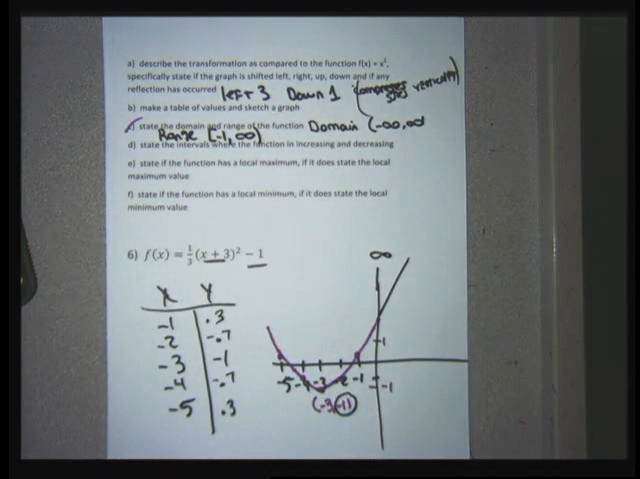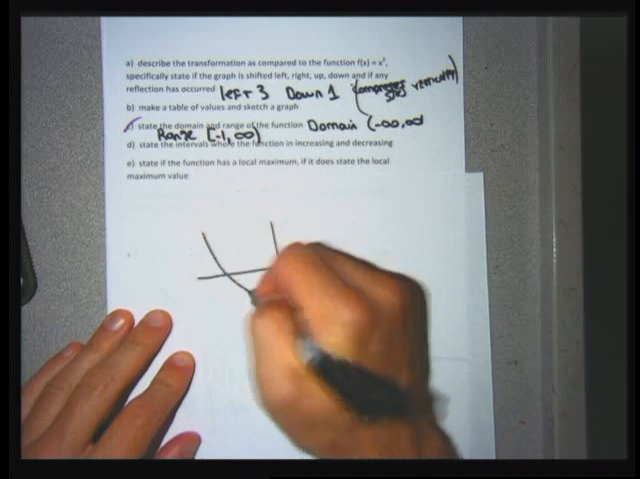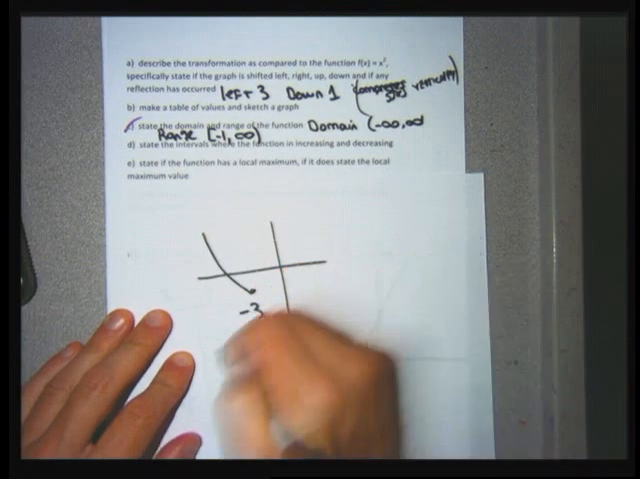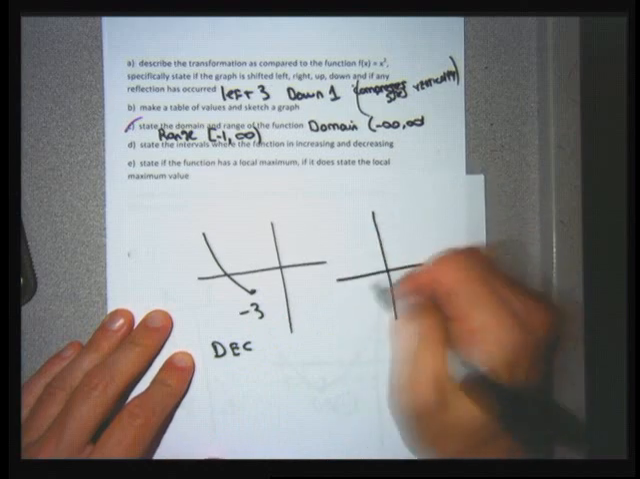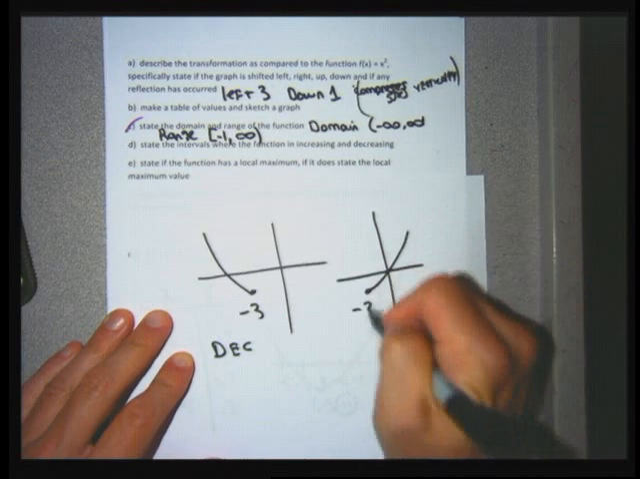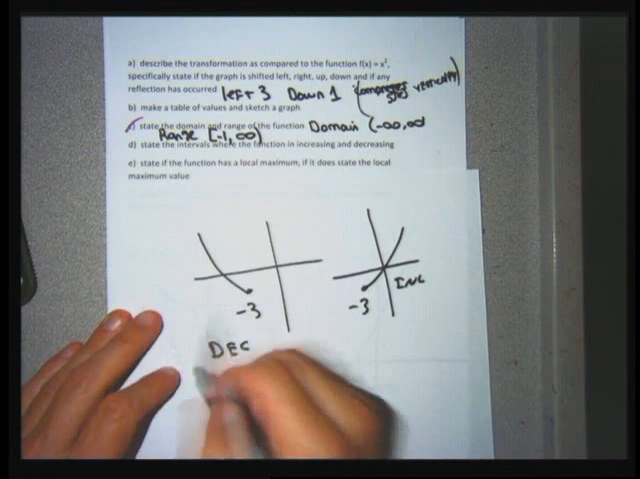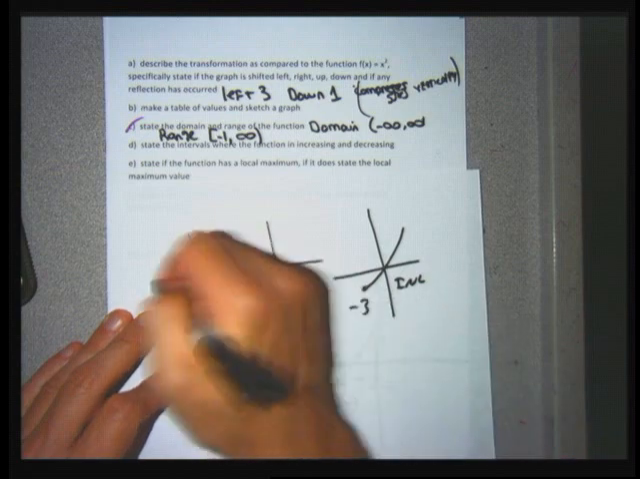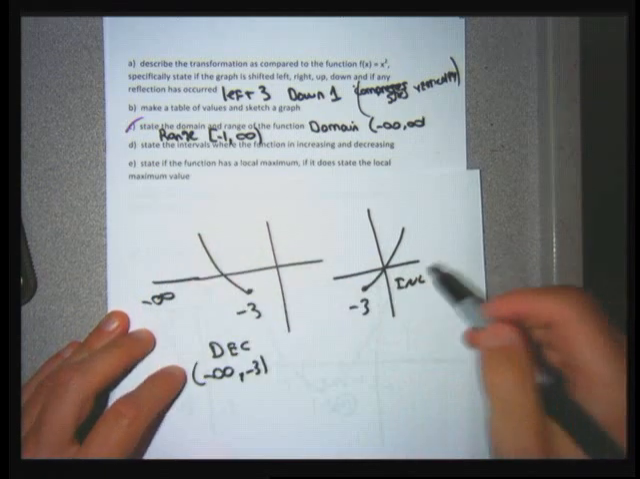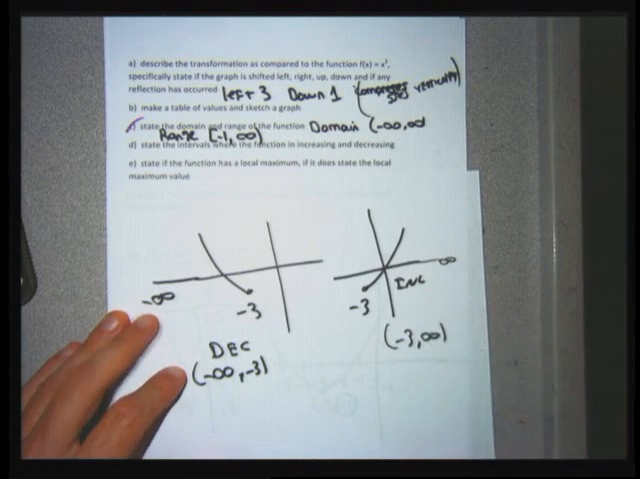And the increasing and decreasing work similarly. If I break this graph up on either side of the vertex, the region to the left of the vertex is where it's decreasing. The region to the right of the vertex is where it's increasing. I can consider the interval from negative infinity to negative 3. That's to the left of negative 3 on the x-axis. And to the right of negative 3 on the x-axis, from negative 3 to infinity, it's increasing.